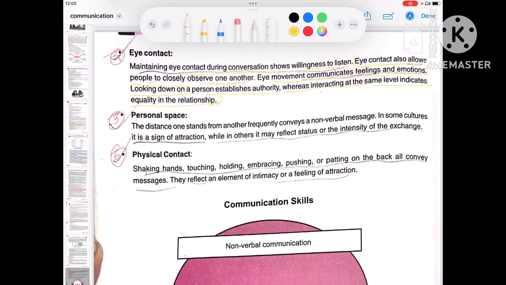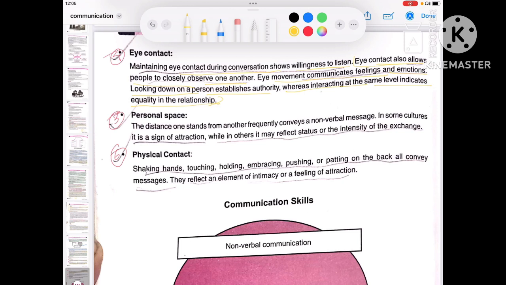And eye movement communicates feelings and emotions, as you know, guys. Eye movements communicate feelings and emotions, right? While looking at anybody's eyes on the face, we can understand what is in his mind. So that is the power of eye movement. And looking down, the person establishes authority, whereas interacting at the same level indicates equality in the relationship.